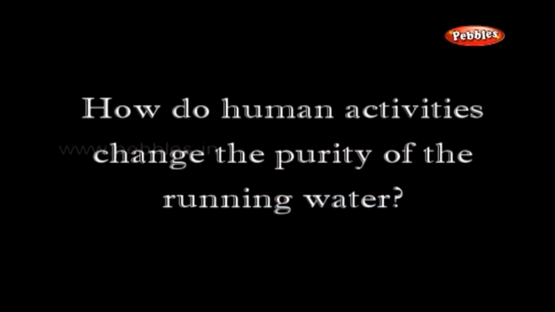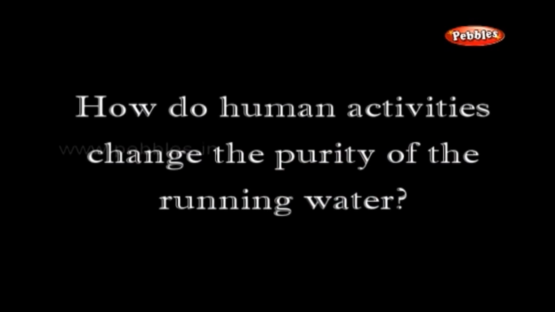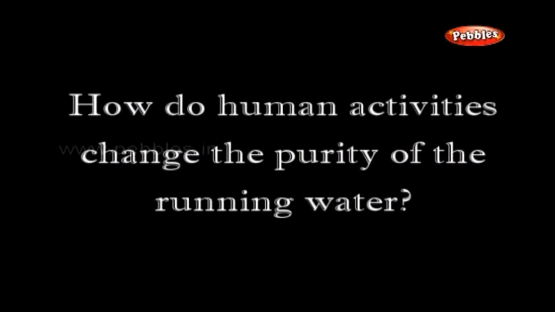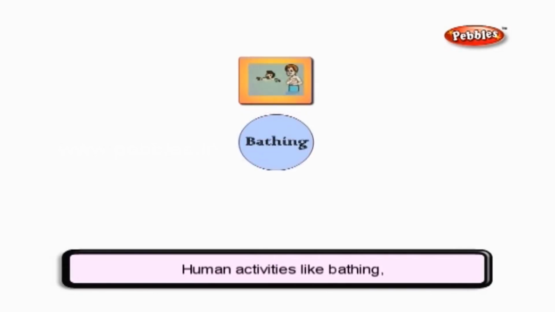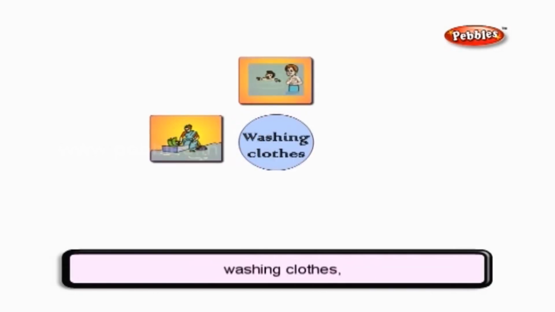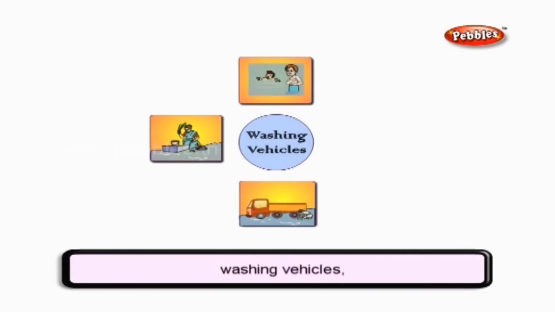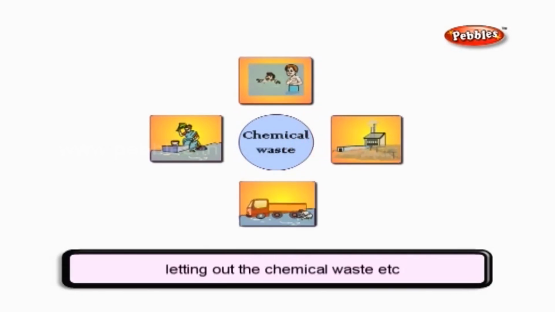How do human activities change the purity of the running water? Human activities like bathing, washing clothes, washing vehicles, letting out the chemical waste, etc., affect the purity of the running water.